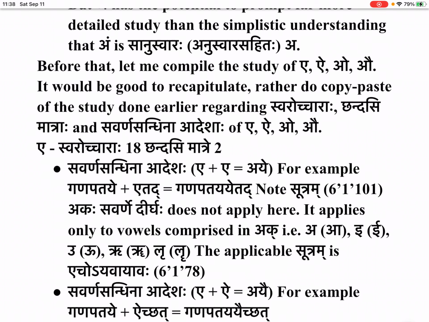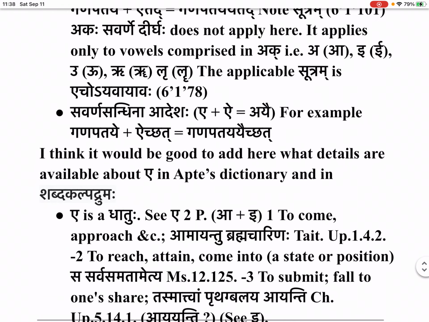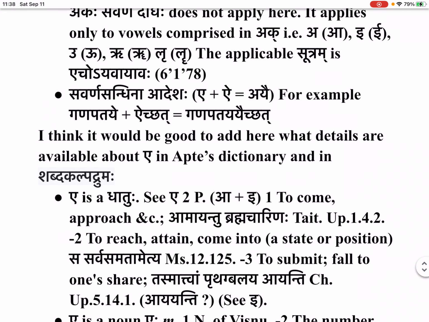The applicable sutram is Echo Yavayavaha 6-1-78. Savarna sandhina adesha: A plus I equal to II. For example, Ganapataye plus Aichat, Ganapataya Yaichat. I think it would be good to add here what details are available about A in Apte's dictionary and in Shabdakalpadrumaha. A is a dhatu.